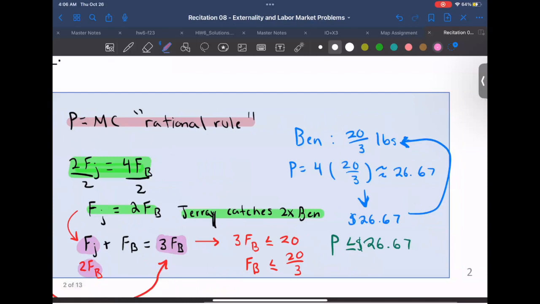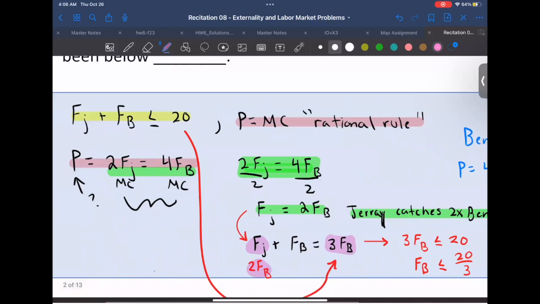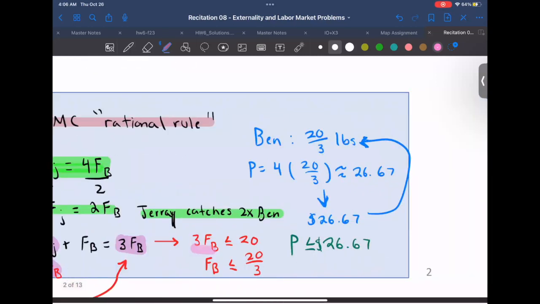So now that we have 3FB, we can satisfy this condition by writing this condition. 3FB is less than or equal to 20. We solve for FB, and we find that the amount of fish that Ben catches has to be less than or equal to 20 over 3 pounds of fish.